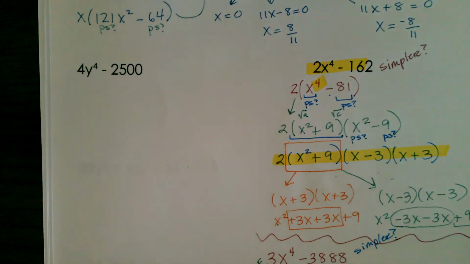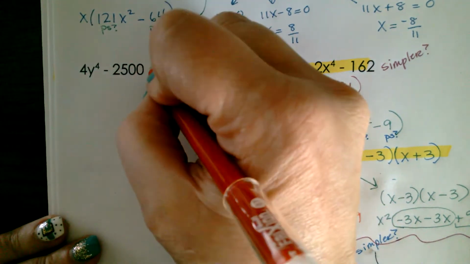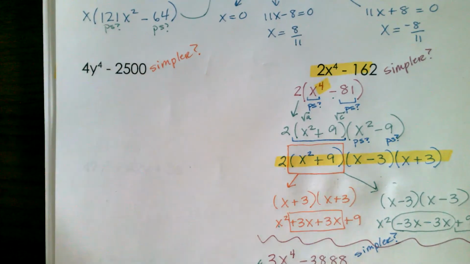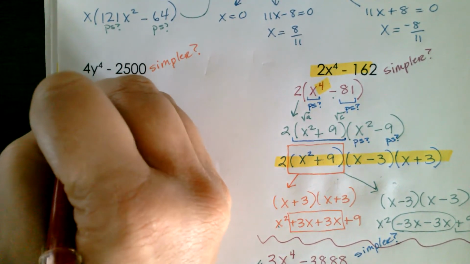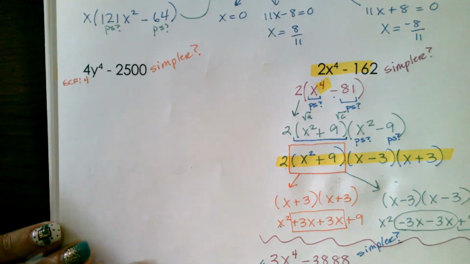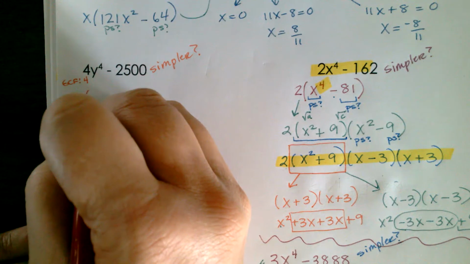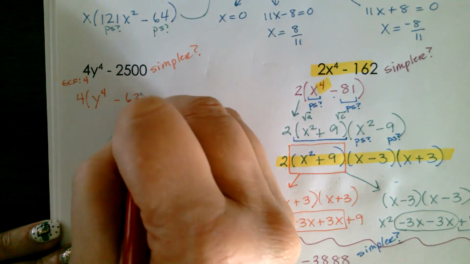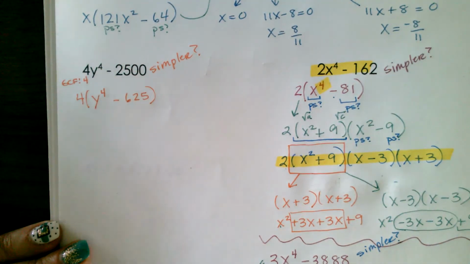Thank you for pausing the video. All right. My first question, and I sure hope it is yours, is can we make it simpler? We sure can. We have a greatest common factor of 4. So I'm going to distribute backwards and take out the 4. I get y to the 4th minus 625. We did simplify it. We can never apply the word prime to that.